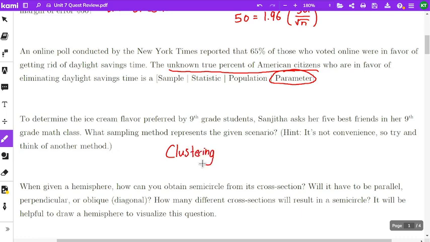Now, I'm not a huge fan of this question itself, but I guess the best way we can think of this is that the cluster is going to be groups of people in the math class, and she's asking all 5 of those friends, so therefore it's going to be a cluster then.